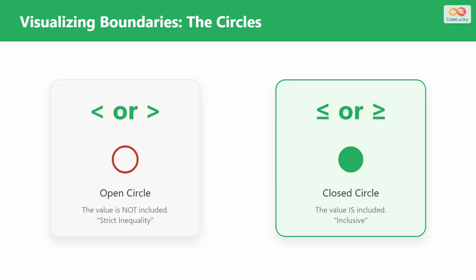When we graph these, the boundaries are very important. We use special symbols to show where a piece starts and ends. If you see a less than or greater than sign, we draw an open, hollow circle. This means the point is not included. If you see a less than or equal to, or greater than or equal to sign, we use a closed, filled-in circle to show the point is included.